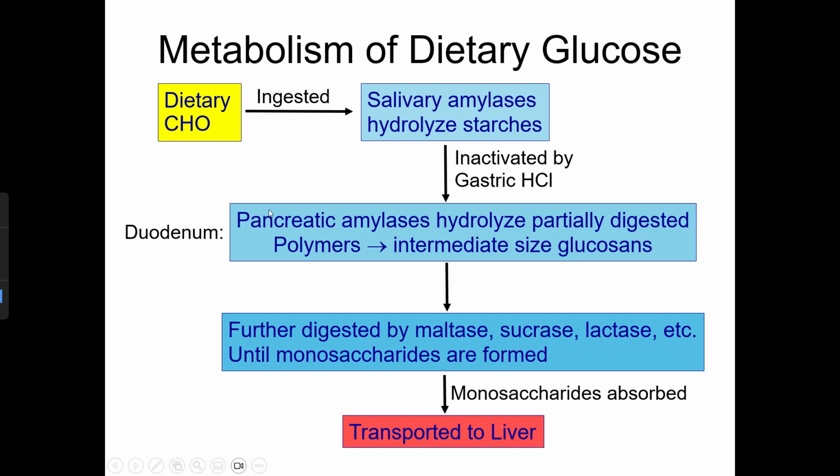But then in the duodenum, pancreatic amylases hydrolyze the partially digested polymers into intermediate-sized glucosans, and that's further digested by maltase, sucrase, lactase, and all sorts of other specific enzymes that have the capability of breaking down disaccharides into monosaccharides. Once monosaccharides are formed, they can be absorbed through the small intestine wall into the bloodstream, which then routes those to the liver.